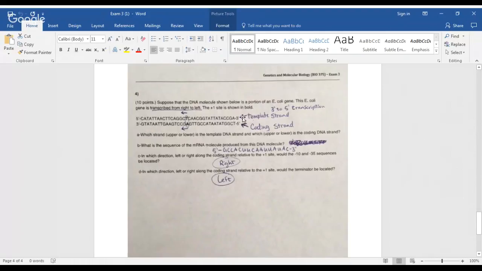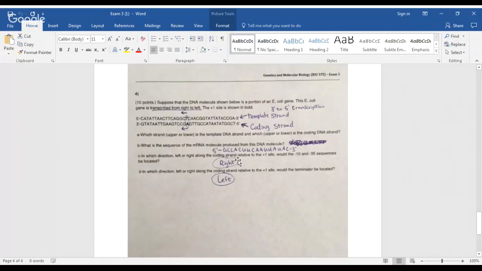So I know I wrote it on here as the template on top, coding on bottom. Doing the multiple choice test, I realized that these are indeed switched, because the template strand is usually where it starts. So that's wrong. Ignore my work, but know that the template strand in this case goes on the bottom, coding strand on top, which actually probably means that I did question 2 wrong. I hope not, but we'll see.